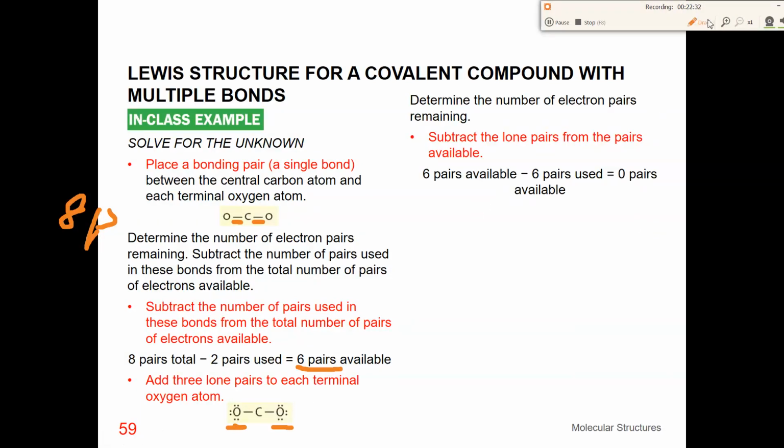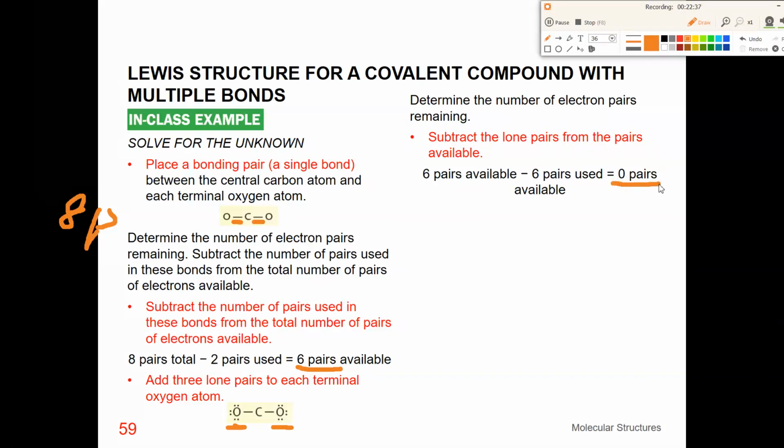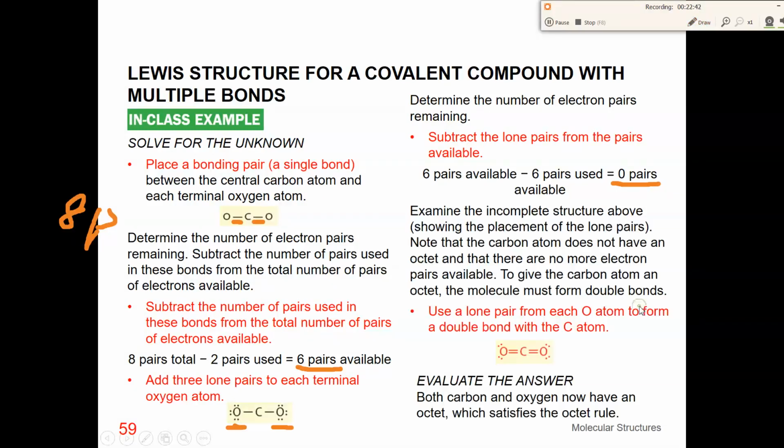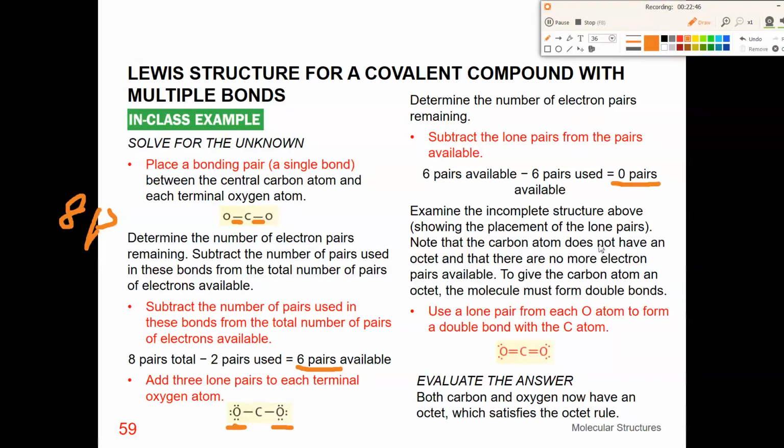Right? So we have 6 pairs. We put 6 pairs there. So there's 0 pairs available for carbon. Then we check octet. Then we check octet for central. Then we check octet for carbon atom. Because carbon in this structure, carbon needs 8 electrons. However, here only 4 electrons for carbon.